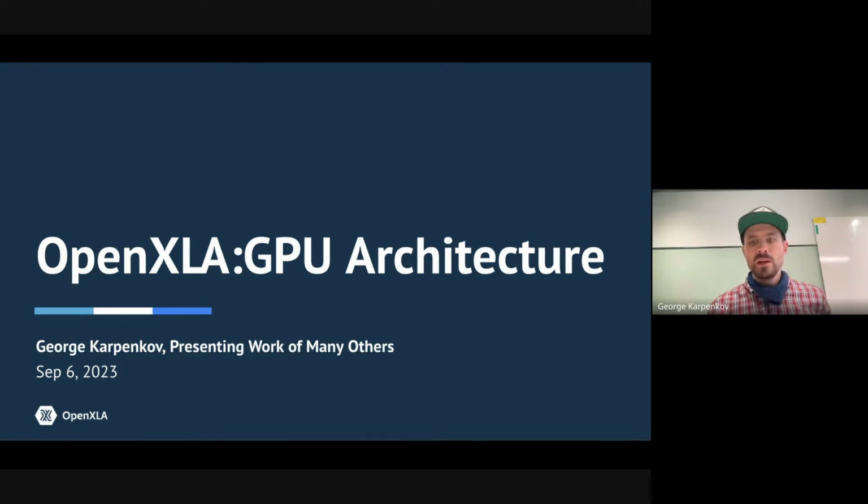Sure. Yeah, so the goal of this talk is to give an overview of what XLA GPU is and all the different ways we are trying to evolve it. So I guess it would be of most interest to people who are either working on XLA GPU, trying to extend it, or trying to build something similar, or are just looking for different optimizations which could be of use.